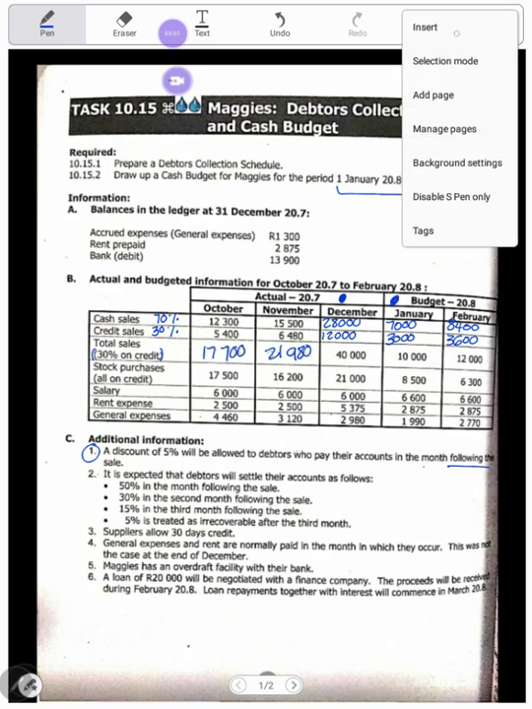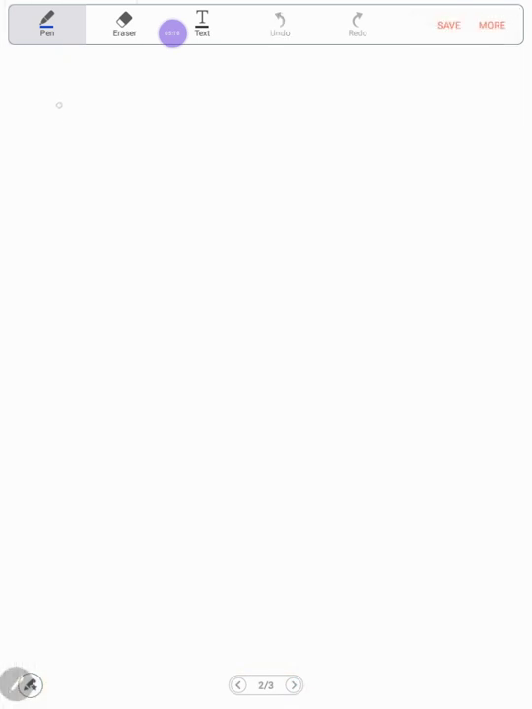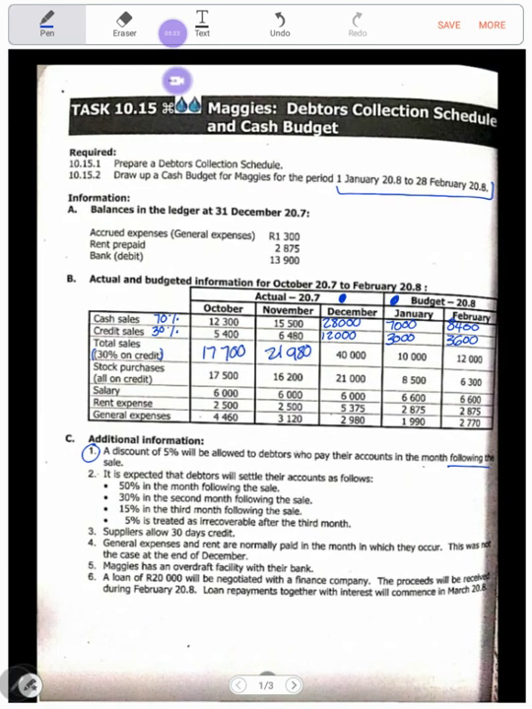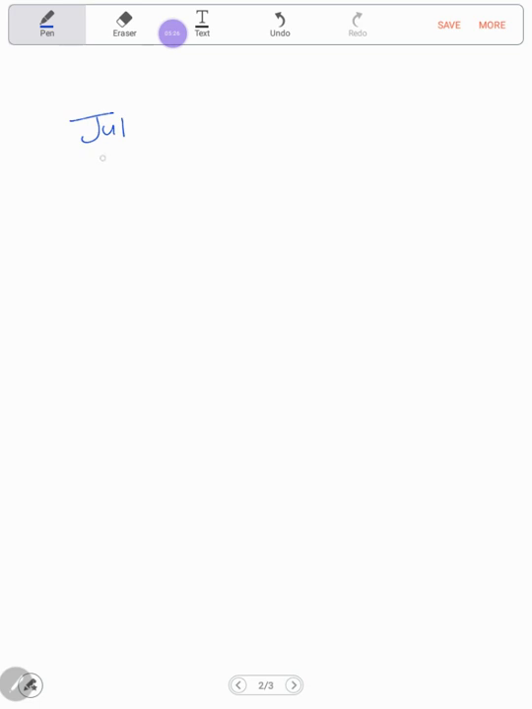So let me make this clear. If I sell on credit, we are now in July, if I sell on credit in July and they say that 50% pay in the month following the sale, I won't be receiving my money in July. I will be receiving my money from my debtors 1 month later. 1 month following the sale, which would be August. So that's when I will be receiving my first batch of money from debtors.